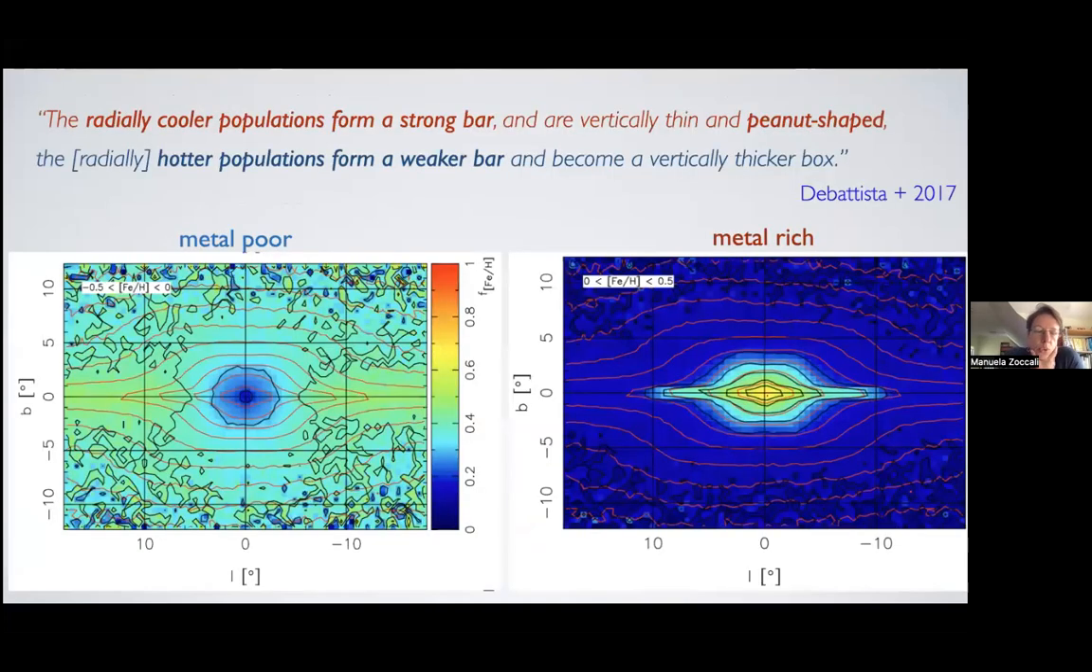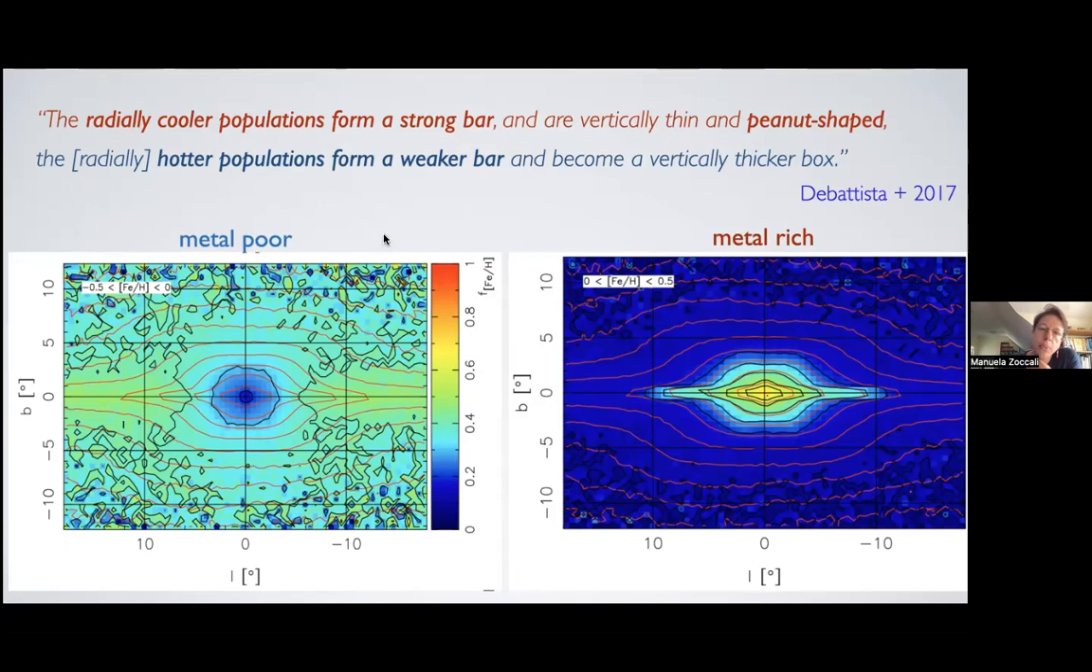Although I was asked to talk only about the observations, I cannot help showing just very quickly the same two maps in the sky that I showed three slides ago, from the models, for instance, by De Battista. In a second, you will see others. They say that you can reproduce these two components, one more spheroidal and another one with the bar and the boxy peanut and the long bar, without invoking a classical bulge for this one.